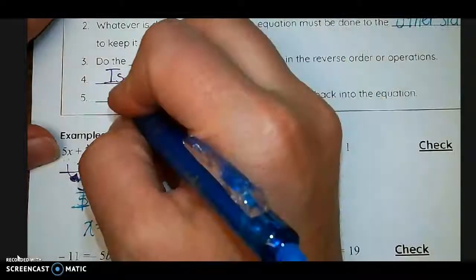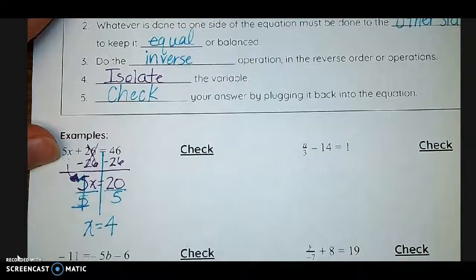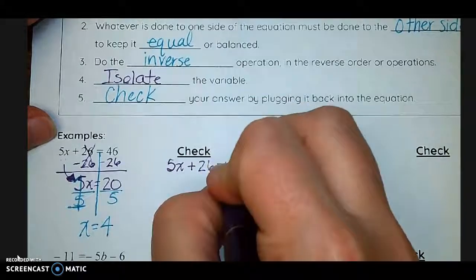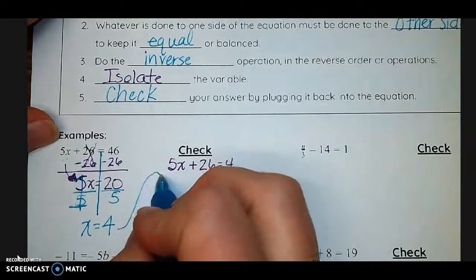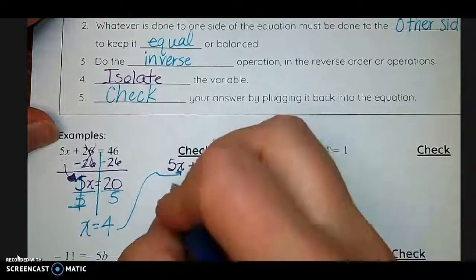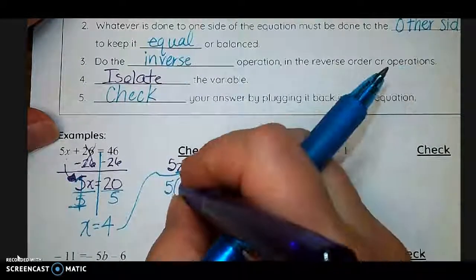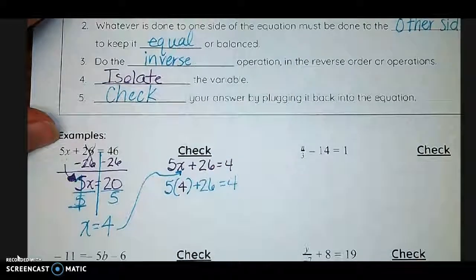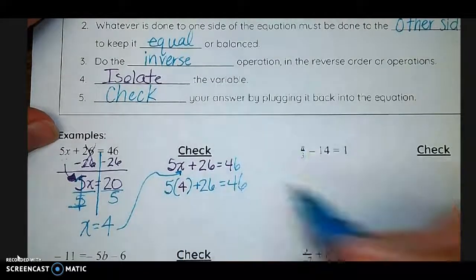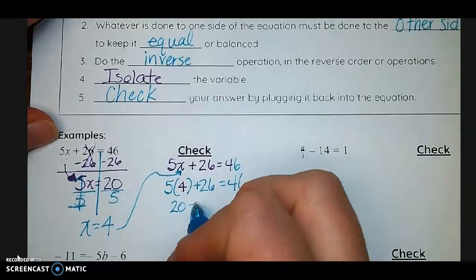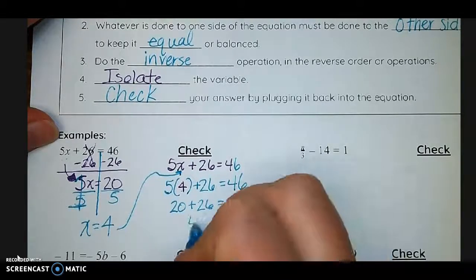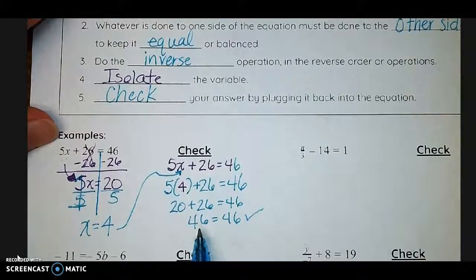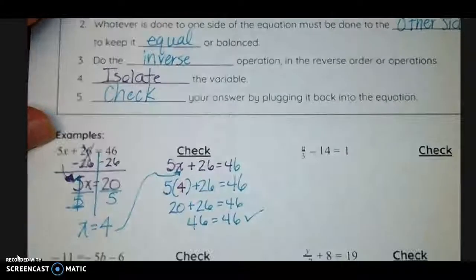Now the last step is you want to check your answer by plugging it back into the equation. So if this is my original equation right here, I'm going to take my 4 and plug it right in there where that x was. So 5 times 4 plus 26 equals 46. So 5 times 4 is 20 plus 26. And 20 plus 26 does equal 46. And 46 equals 46. If I end up with the same thing on both sides of my equation, then I know I've got the right answer.